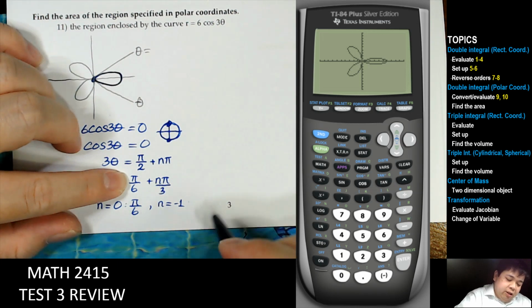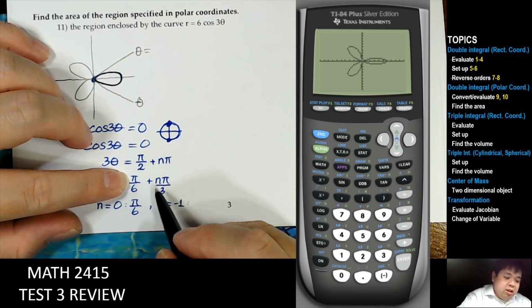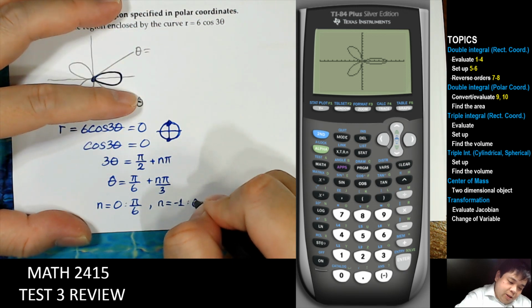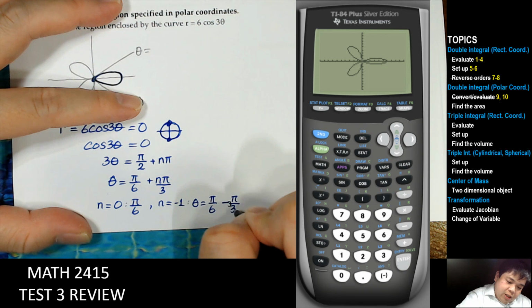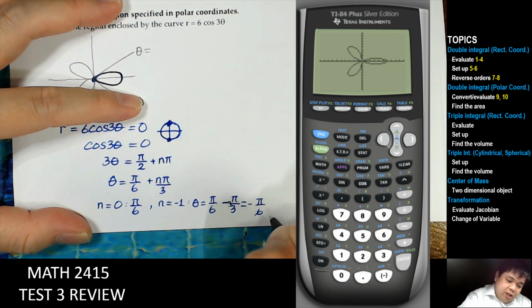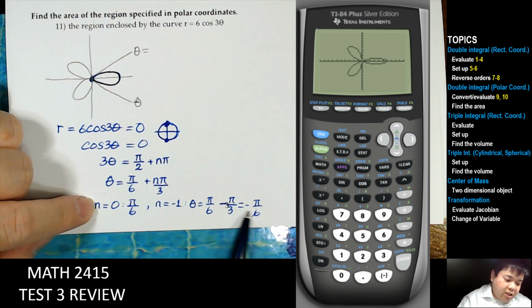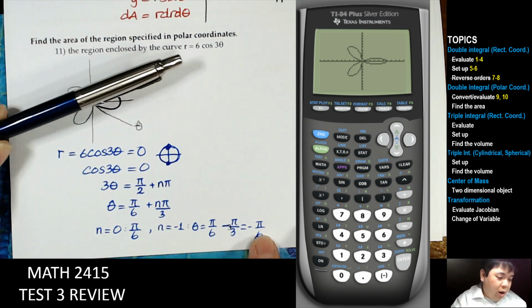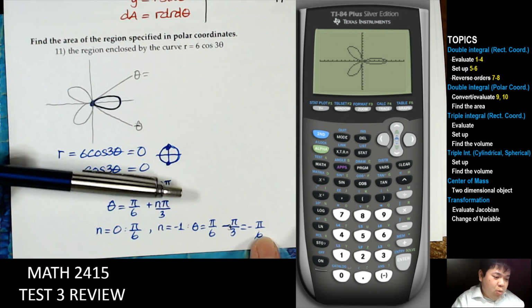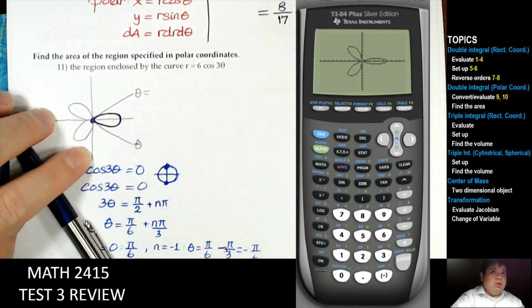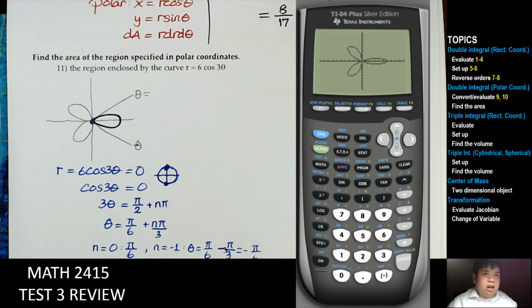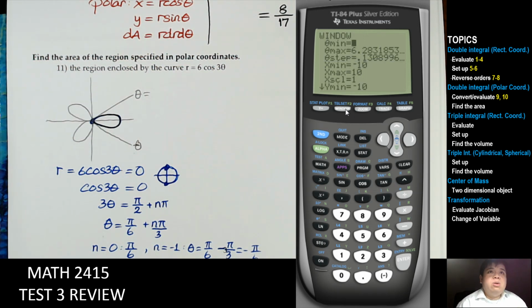We have pi over 6 minus pi over 3, which is negative pi over 6. So it looks like we have negative pi over 6 and pi over 6. Again, we choose one positive and one negative: the smallest positive and the greatest negative. So pretty much we're trying to get those two, going from negative pi over 6 to pi over 6. It's always worth going back to the calculator, hit Window, and then we change to negative pi over 6.